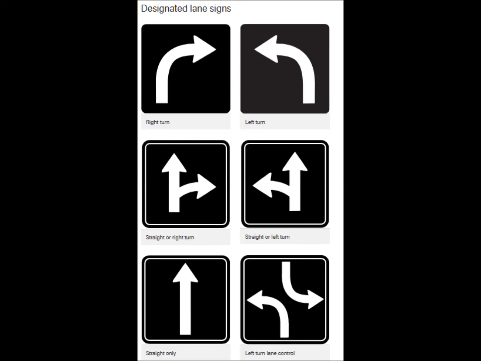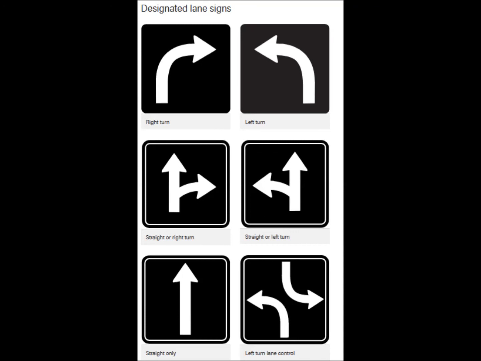Left turn. Image description. A black rectangle with a white arrow going forward and then turning left. Straight or right turn. Image description. A black rectangle with an arrow that splits into two, with one going forward and a second turning right. Straight or left turn. Image description. A black rectangle with an arrow that splits into two, with one going straight and the other turning left.